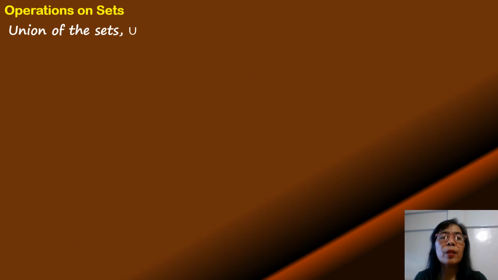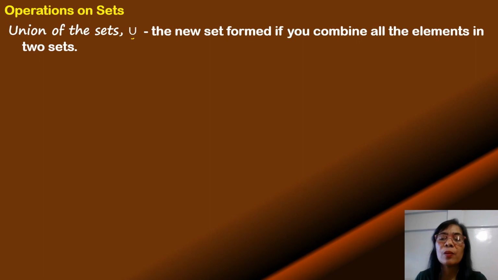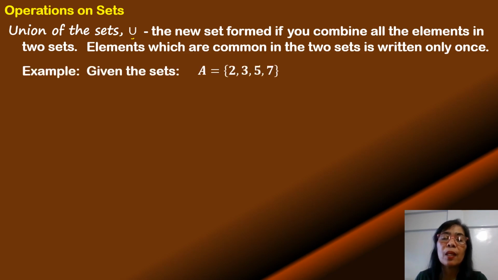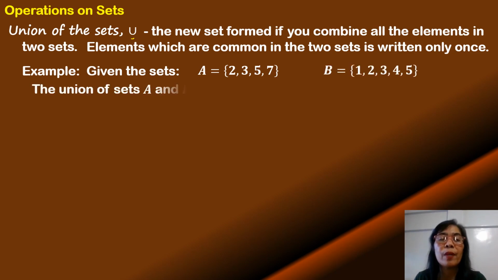Okay, let us discuss the operations on sets. The union of sets. We use this symbol to denote union. The union of sets is the new set formed if you combine all the elements in 2 sets. Elements which are common in the 2 sets are written only once. So we have this set A has elements 2, 3, 5, 7. B has elements 1, 2, 3, 4, and 5. The union of sets A and B, A union B, is equal to the set containing all the elements which are found either in A or in B.